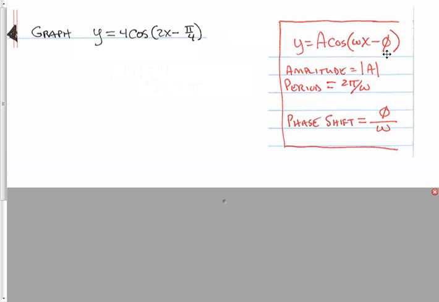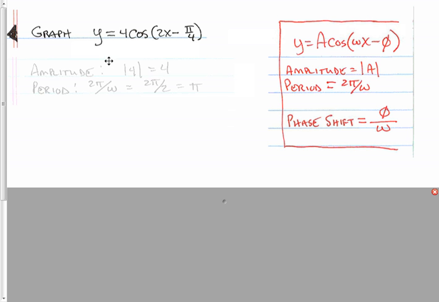Now, this phi, that's a Greek letter here, phi, causes us a phase shift. And the phase shift is in the positive direction, and the amount of phase shift will be phi divided by omega. Now, phi is the number being subtracted from this x amount. If we had a plus number here, then we would have to think of it as subtract a negative, and then the phi would be a negative number. So the whole issue is phi is what's being subtracted here.